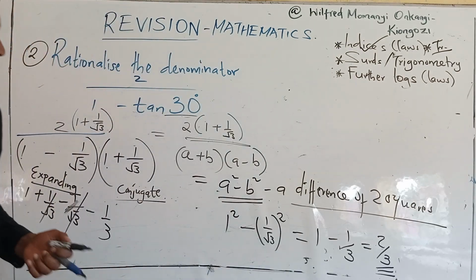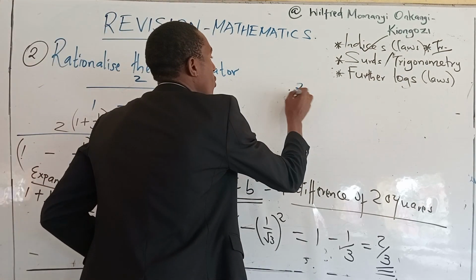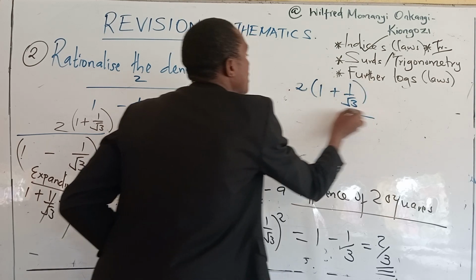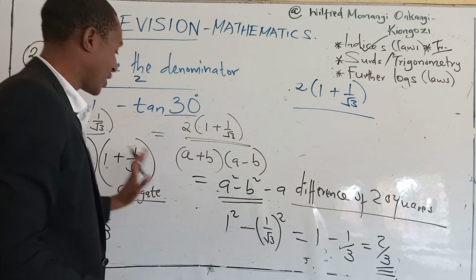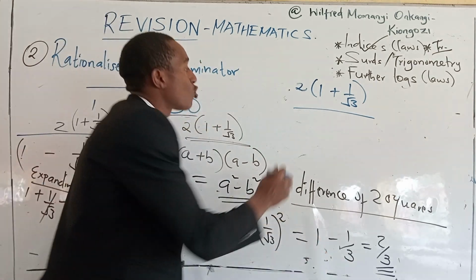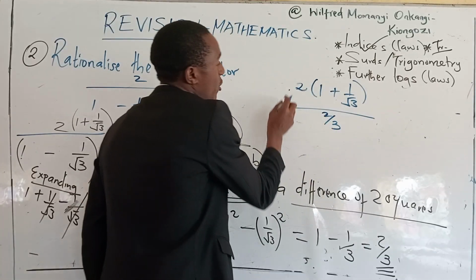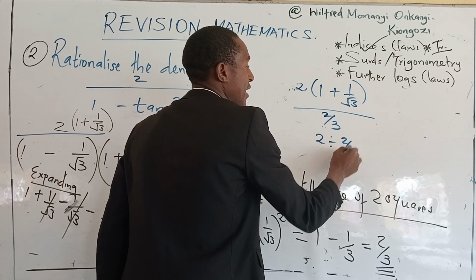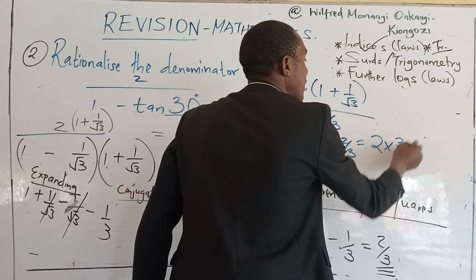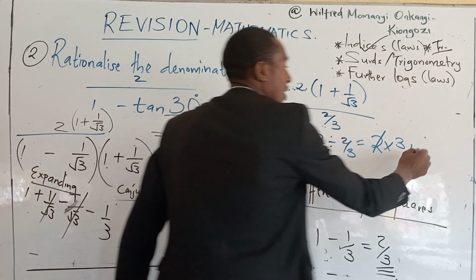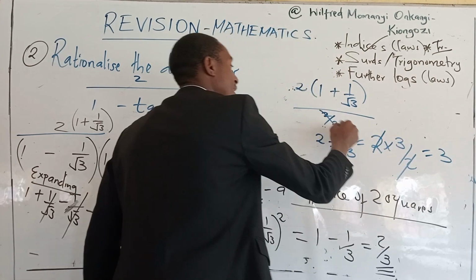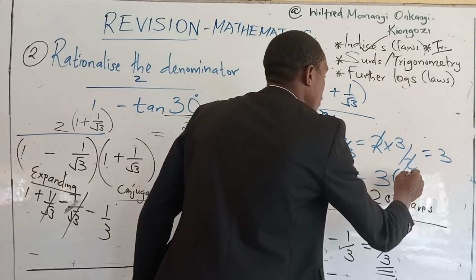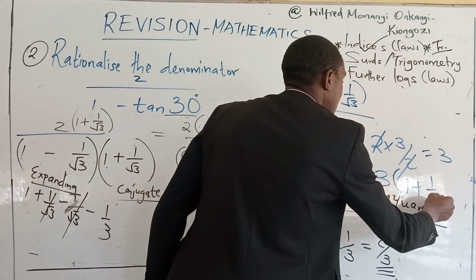The numerator is 2 into bracket 1 plus 1 over root 3. And of course, the denominator now, after all this conjugate multiplication, we have 2 over 3. So you operate these 2. So 2 divided by 2 over 3 is like 2 times 3 over 2. Cancel, cancel. So your answer is 3. So if you divide here, you will get 3. And so your answer is 3 into 1 plus 1 over root 3.